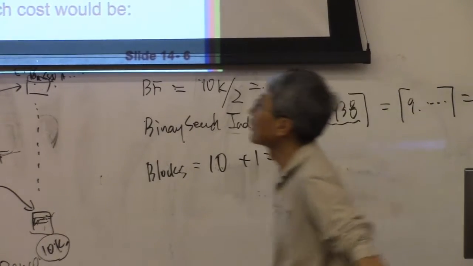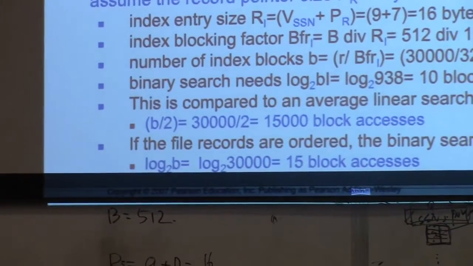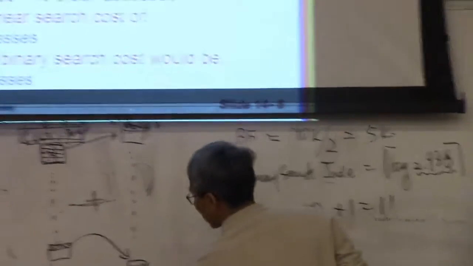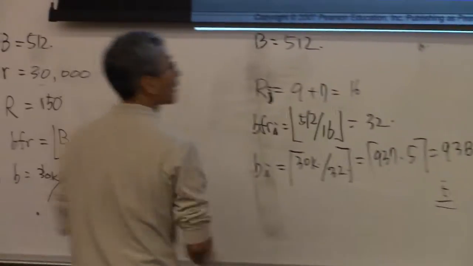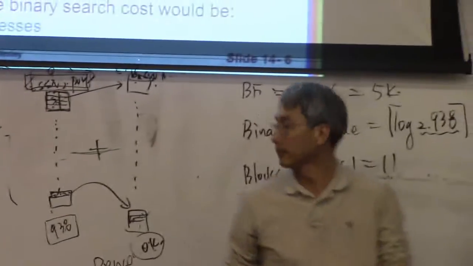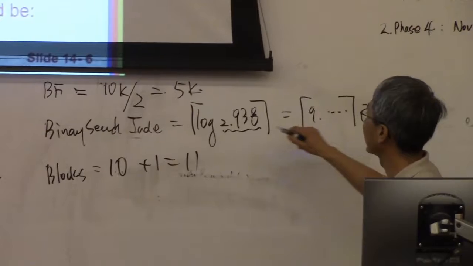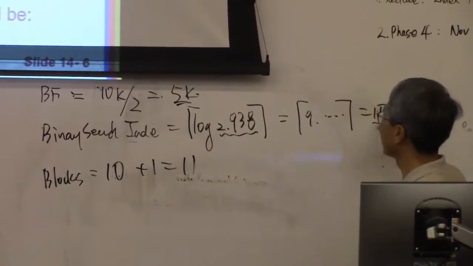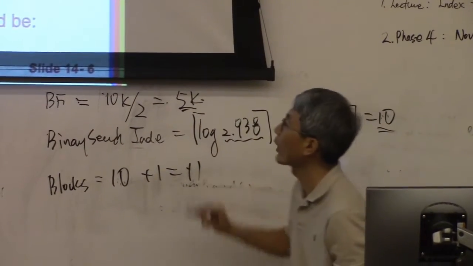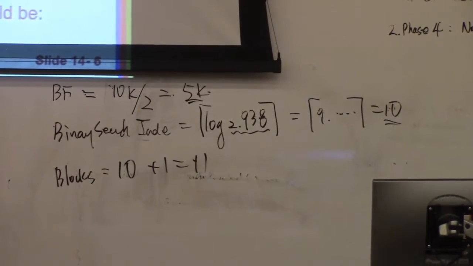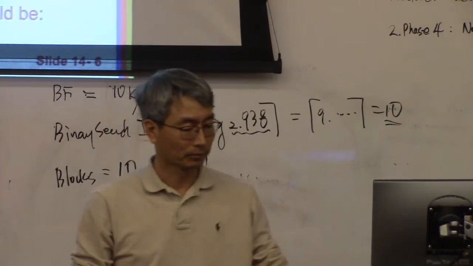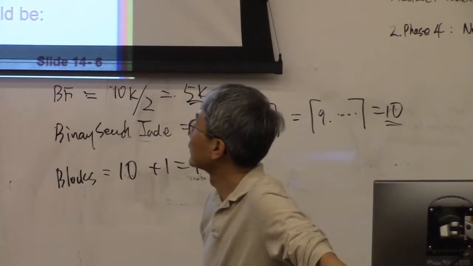This one is the block. Block is 30K? This one should be 30K. Oh, the 10K. I think this one is wrong. Okay, 10K is correct. This one is the 5K, so it's brute force. And using the index, 10 plus 1, 11. Yeah, so this is the correct answer.